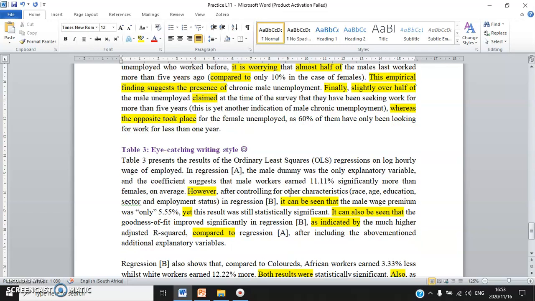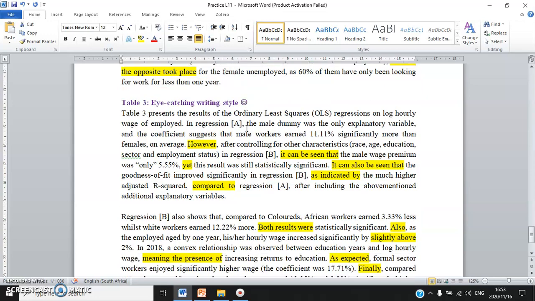Finally, slightly over half of the male unemployed claimed at the time of the survey, you see I use a different word, claim instead of reported, that they have been seeking work for more than 5 years. Bracket, this is yet another indication of male chronic unemployment, whereas the opposite took place for the female unemployed, as 60% of them have only been looking for work for less than a year.